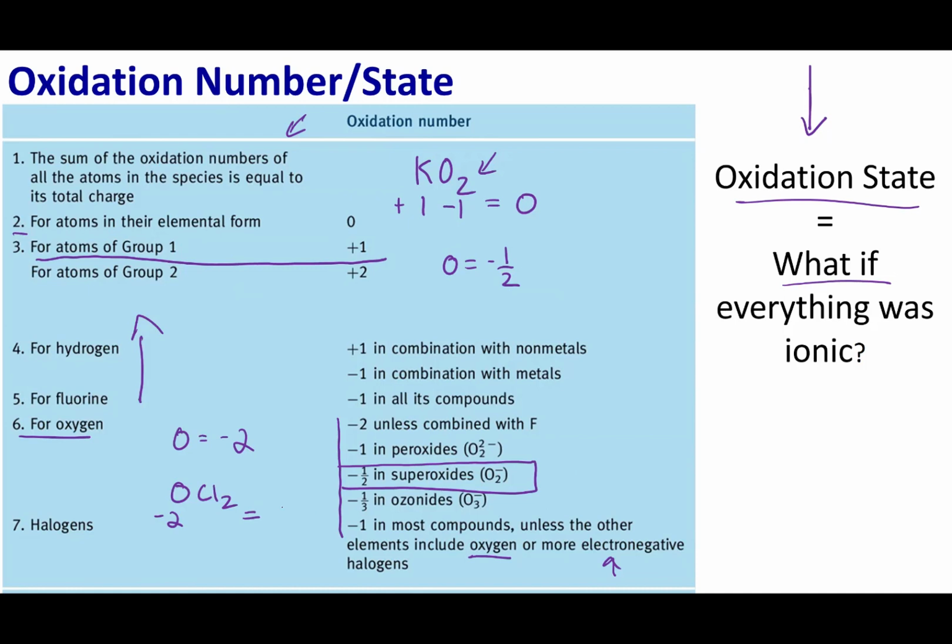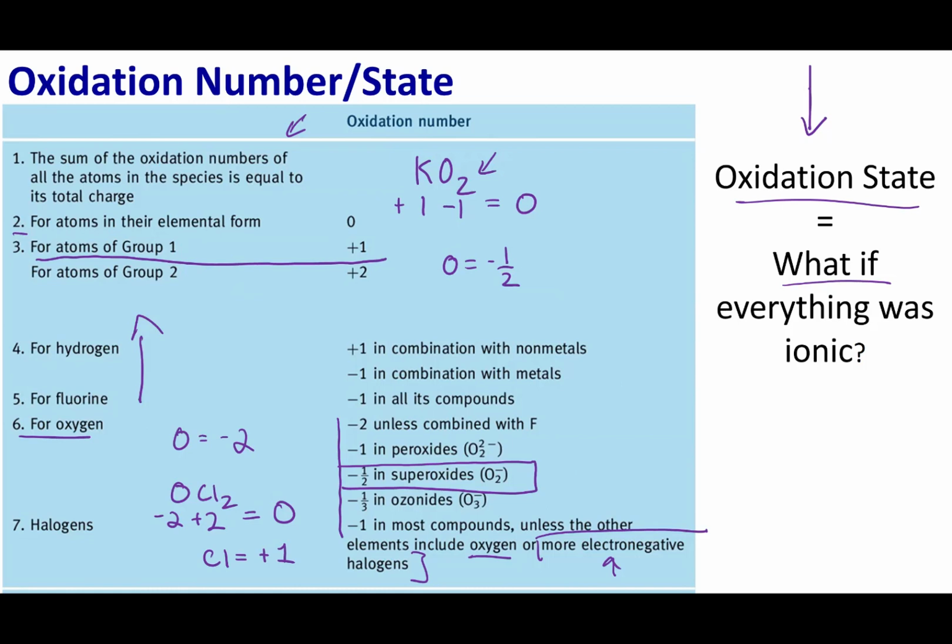So remember again, I have to sum up all the oxidation states, and this has to equal 0 because my compound is neutral. So that means those two chlorines have to be +2, and so that means each chlorine is +1 in oxidation state. So let's talk about that last clause, the more electronegative halogens.